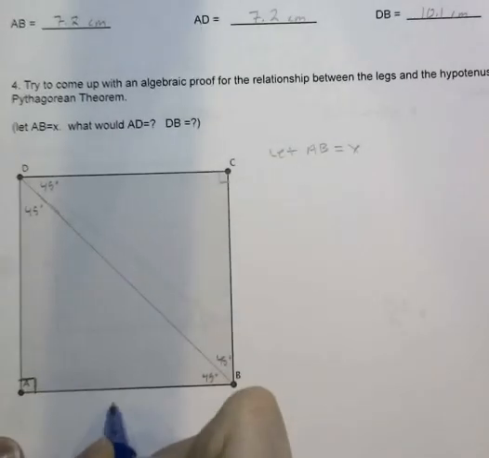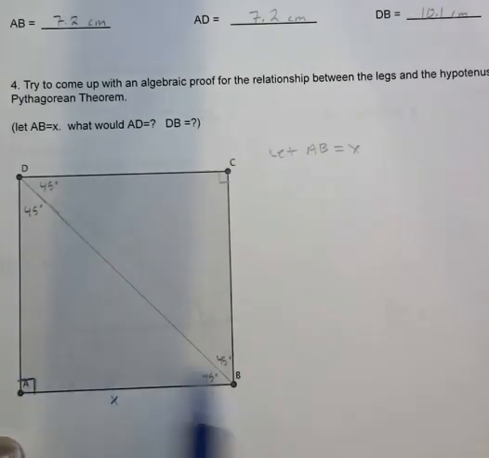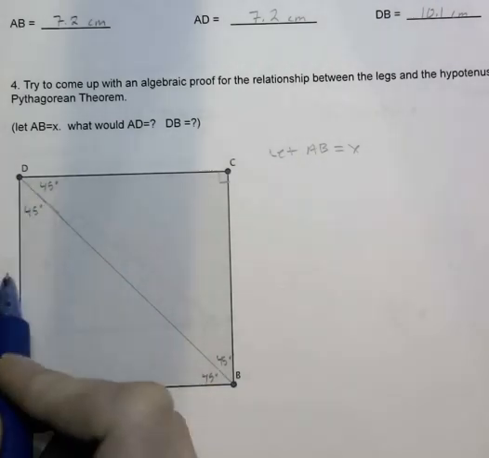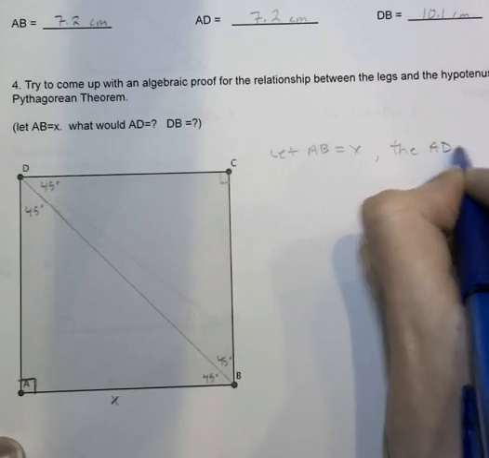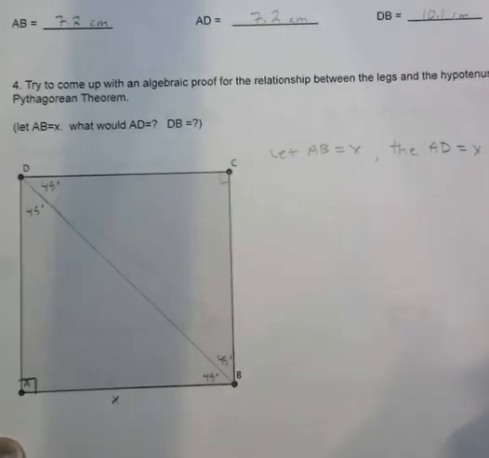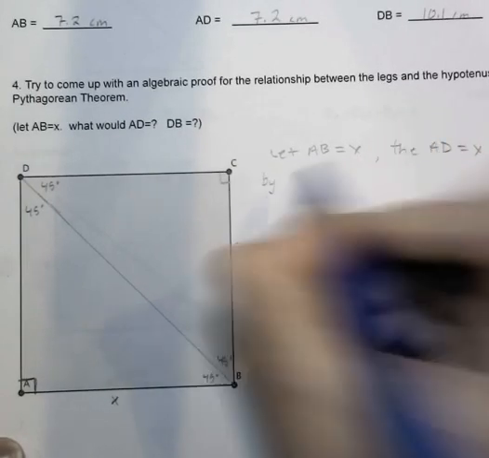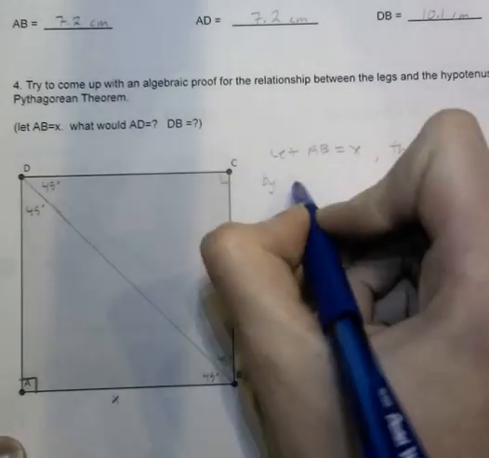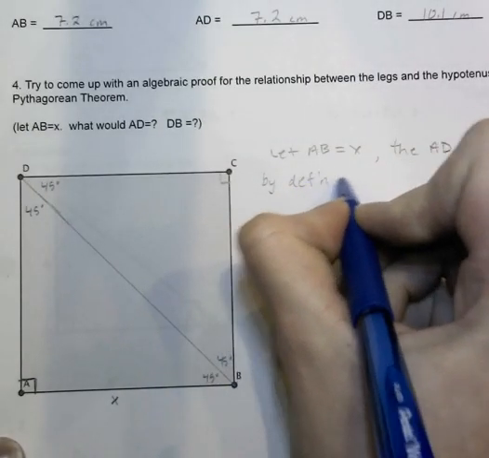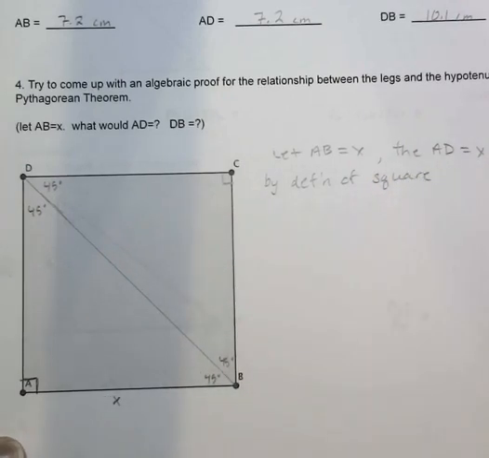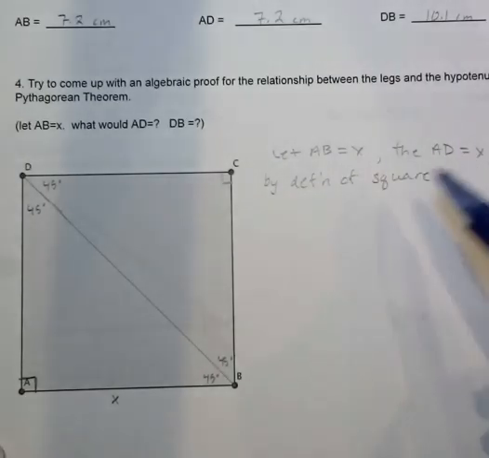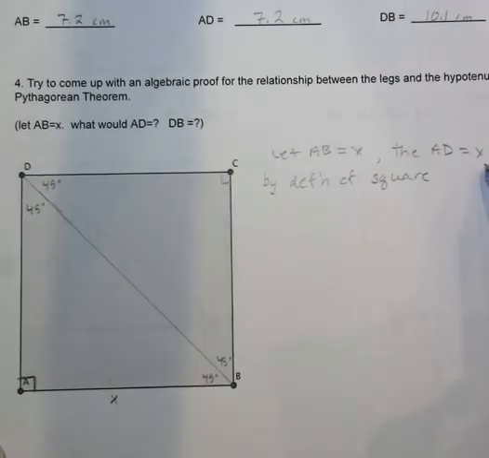If AB is x, that means all these other sides are x as well. So if I'm working with just this right triangle here, I'm going to use AD. I'm going to say AD also is x, and our reason is because that's a square, by the definition of square. Remember, when we're writing a proof, anytime we say something, we have to have a reason for it. So AD is also x because it's a square.